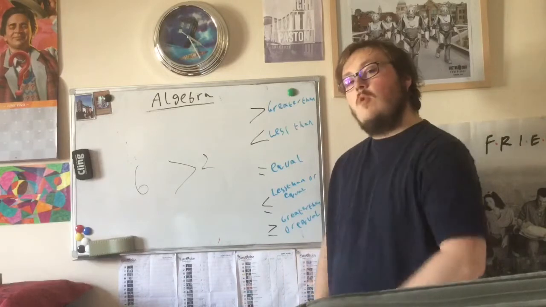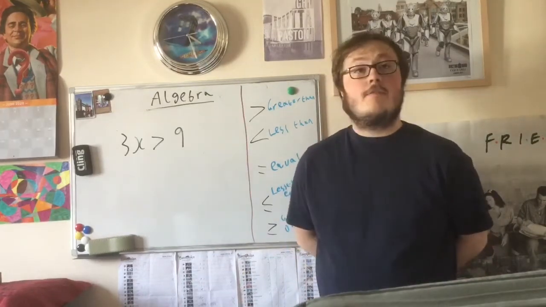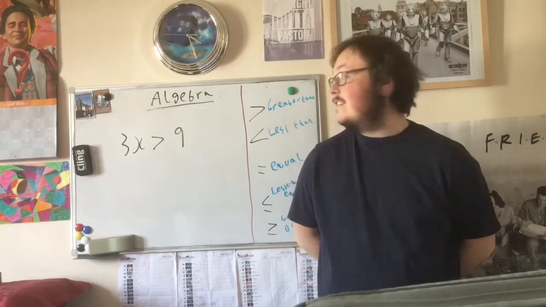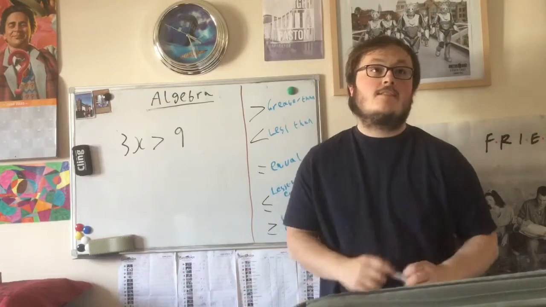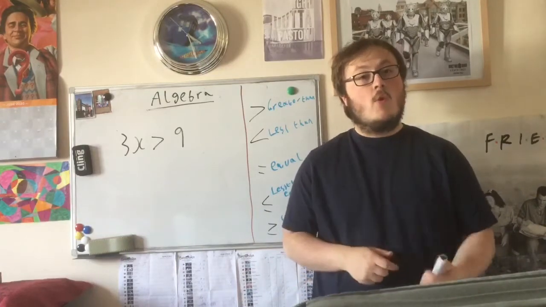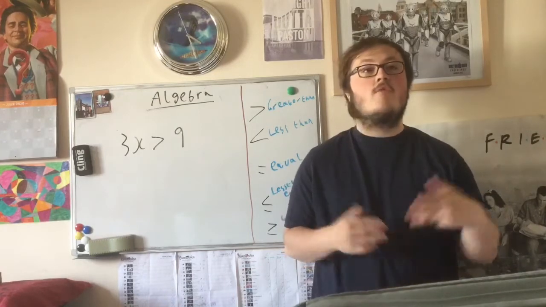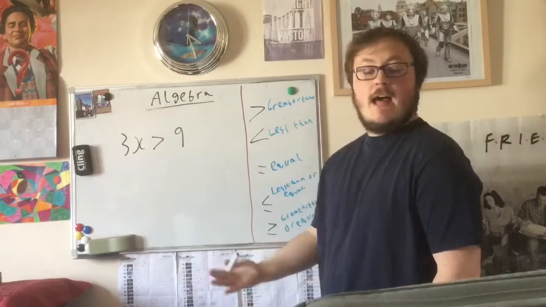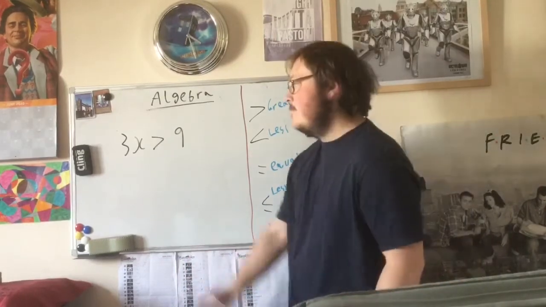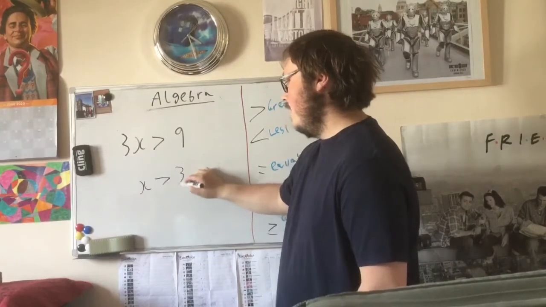But that's enough about how we can prove it. Let's now use inequalities to solve equations. Now, I have this equation. 3x is greater than 9. So how can I find out what x is? Well, the problem with inequalities is you will never get an exact value for what x is. You'll always get a range of values for what x is. So let's still balance it as if it's a typical equation. We divide by 3 on both sides, so it becomes x is greater than 3.